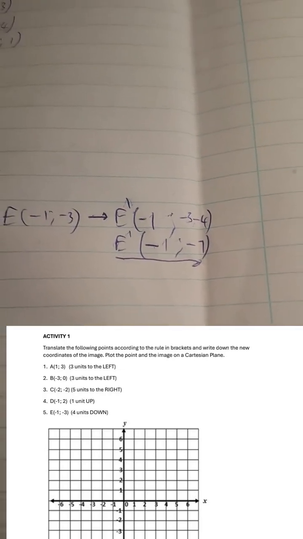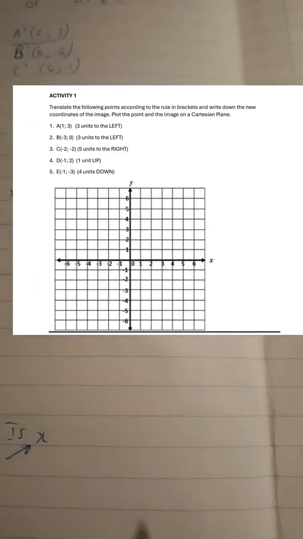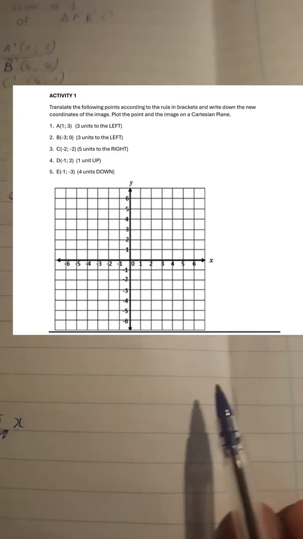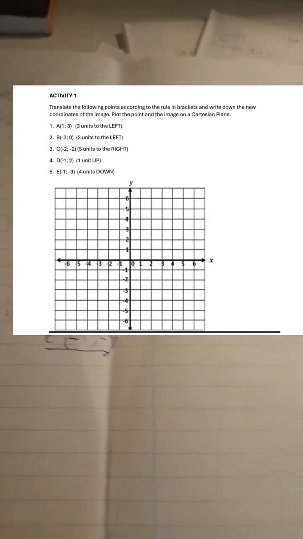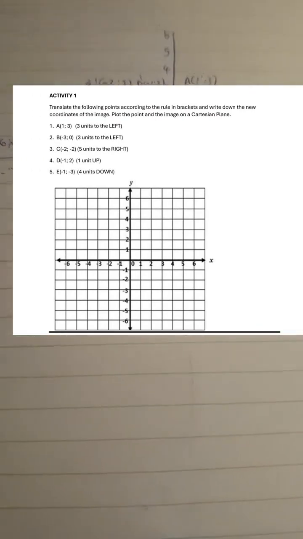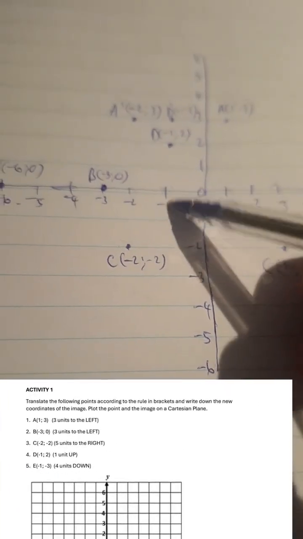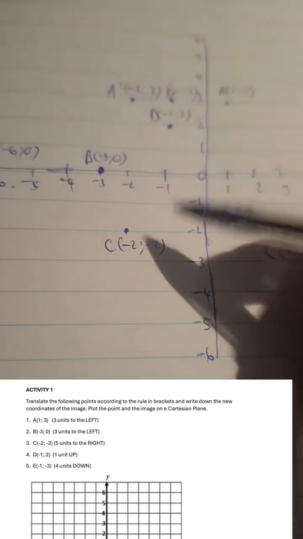Okay, I think that is the end of activity 1. And therefore let's go and sketch on the Cartesian plane as we have been asked. Let's go locate E, negative 1 and negative 3. So E, negative 1 and negative 3 on our Cartesian plane. Let's just move this a bit. E, negative 1 and negative 3. That's where we are located, guys.